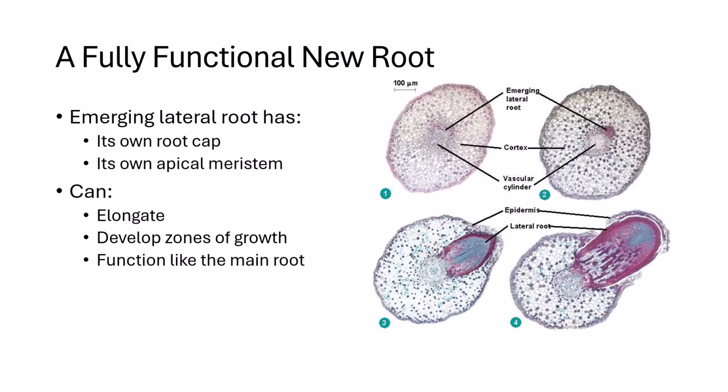By the time a lateral root emerges into the soil, it already has its own root cap and apical meristem. That means it can elongate and develop the same regions of growth you studied earlier: division, elongation, and maturation. This process ensures that lateral roots are not just attachments, they are fully functional roots that are structurally and functionally integrated into the plant's vascular system.